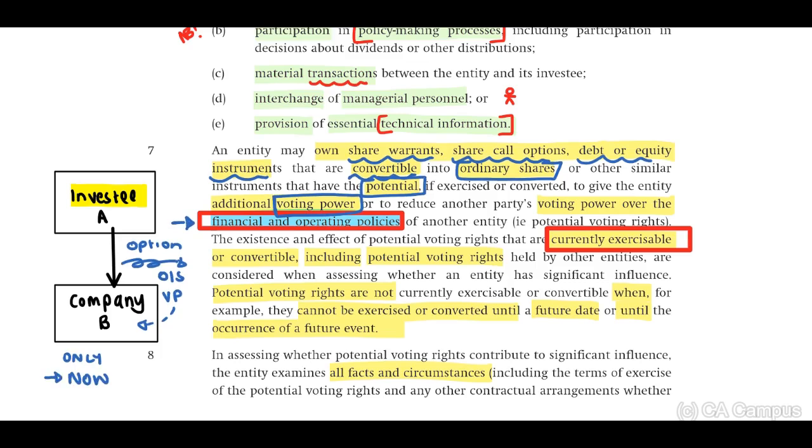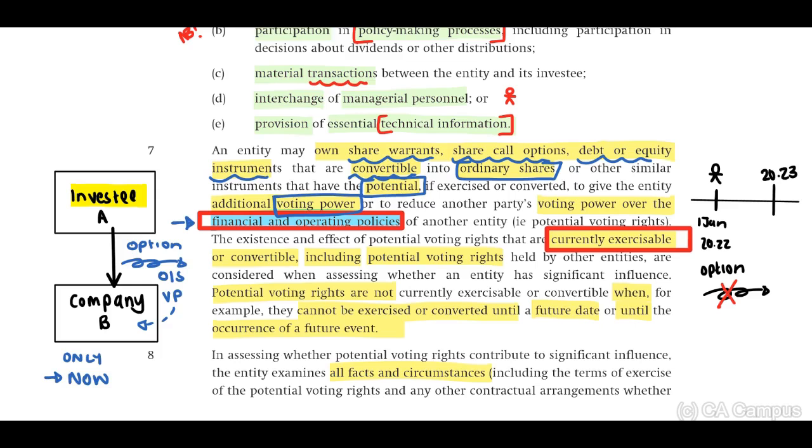Now, what does this mean? If our entity has options, currently we are standing here. Let's say it's 1 January 2022. And our entity has these options to be able to convert into ordinary shares. But the agreement states that these options can only be converted in 2023. It's not currently convertible. Therefore, we may not take this into account to determine the voting power.